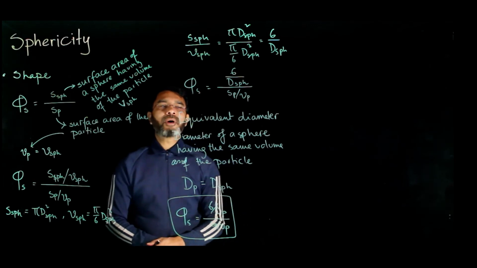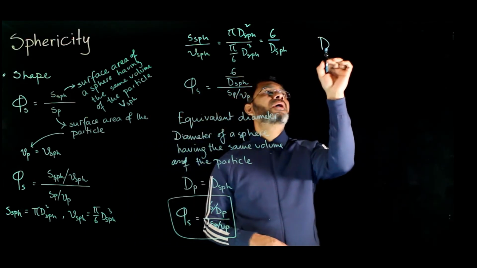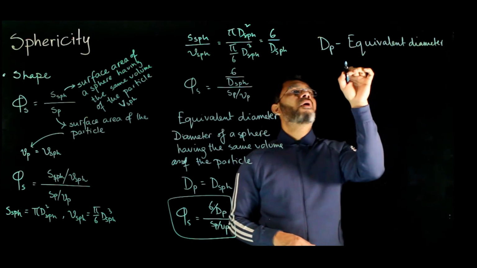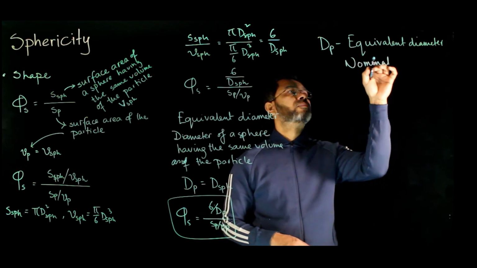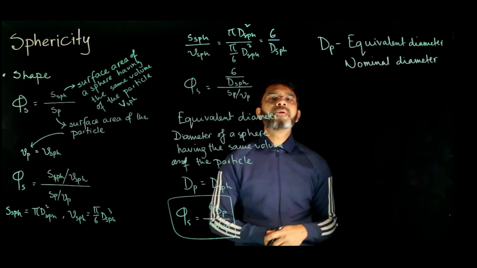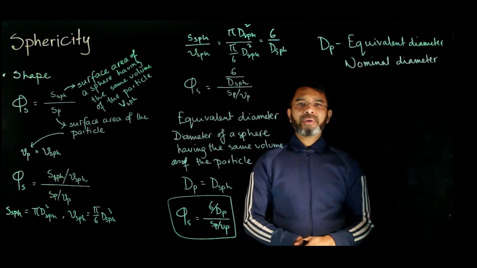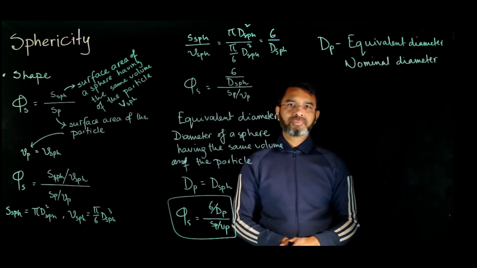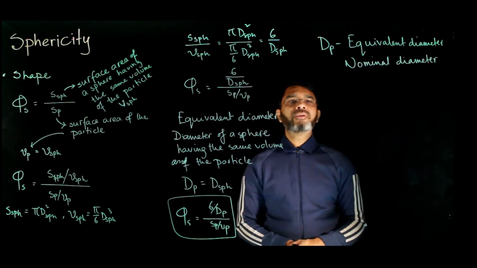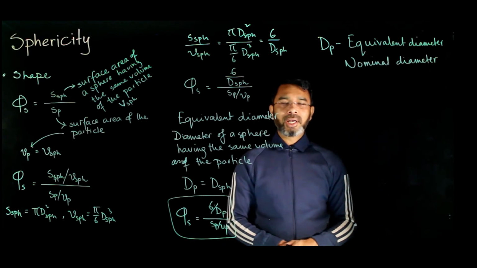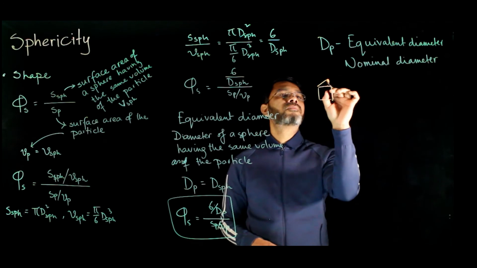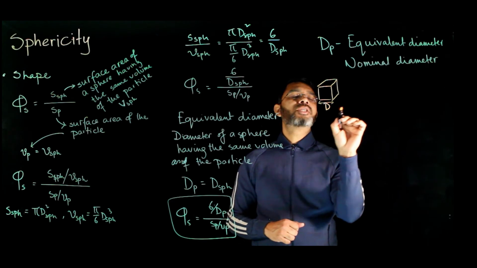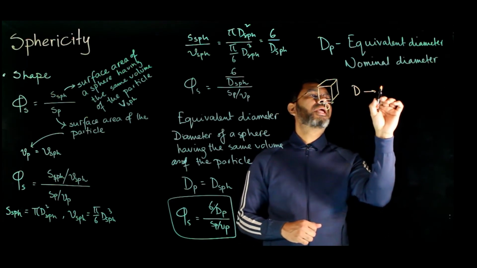Now a few notes about the dp, which is called the equivalent diameter, also called nominal diameter. We have defined the equivalent diameter as the diameter of a sphere having the same volume as the particle. Now there are other ways to define this nominal diameter or equivalent diameter. For a cube, the length of one side is taken as the equivalent diameter.